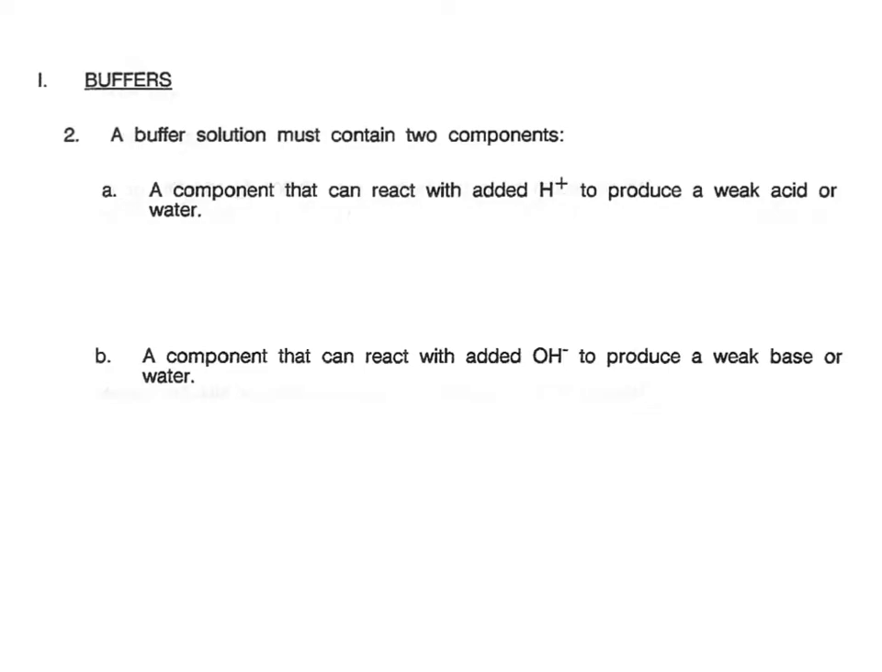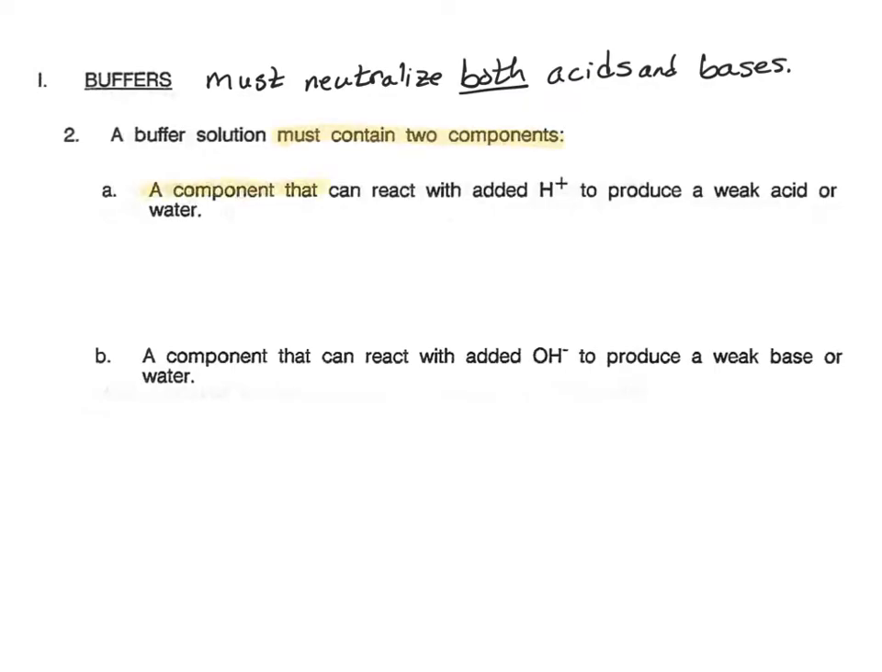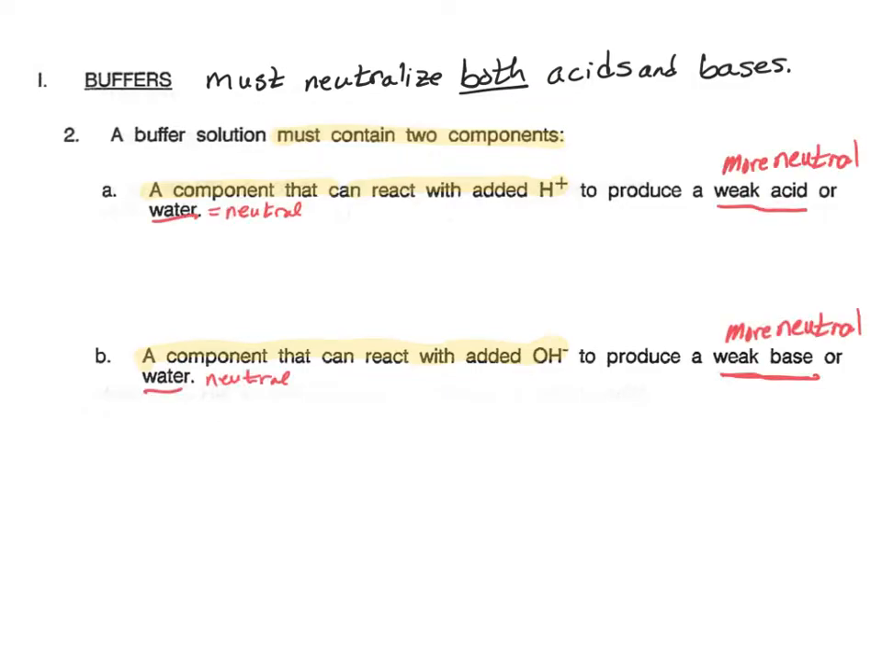In order to behave as a buffer then, we need to have something that neutralizes both acids and bases. And so a buffer solution must contain two components. It must have at least one component that can react with added hydrogen ion, and it makes a weak acid or water. And it must have another component that can react with hydroxide ion, which produces a weak base or water. In either case, what we're producing is something that is more neutral than the original substance.